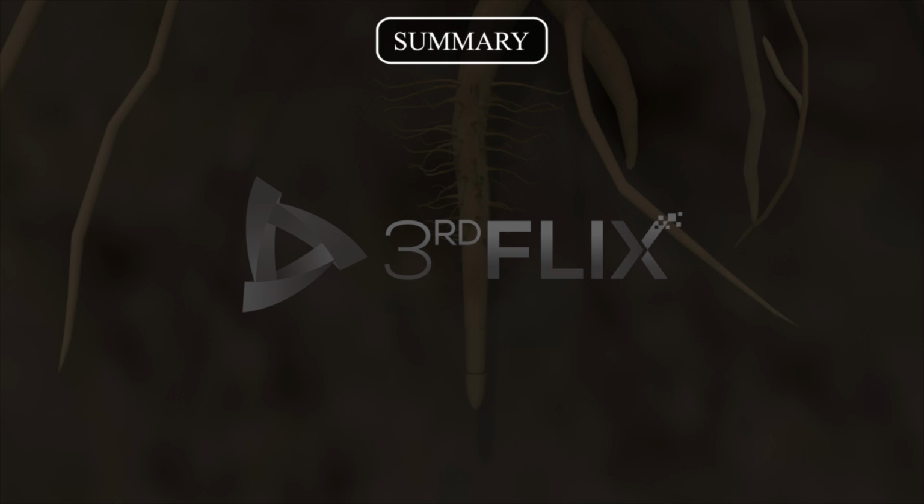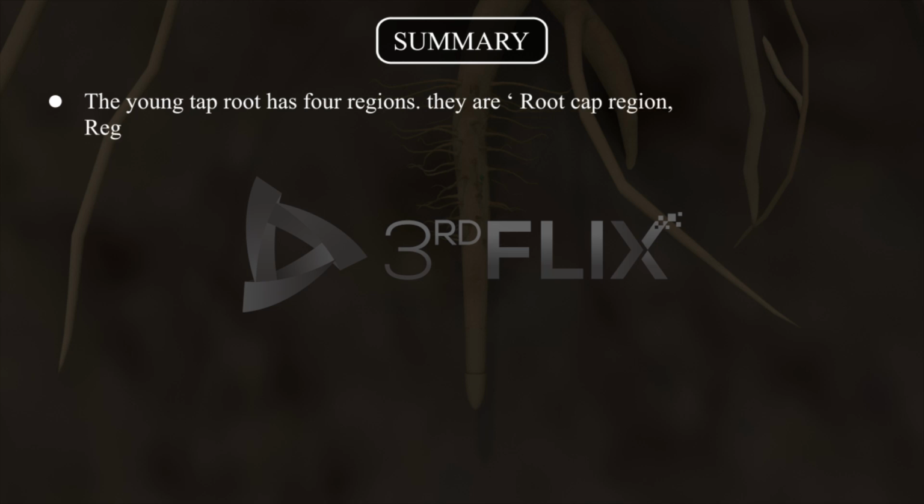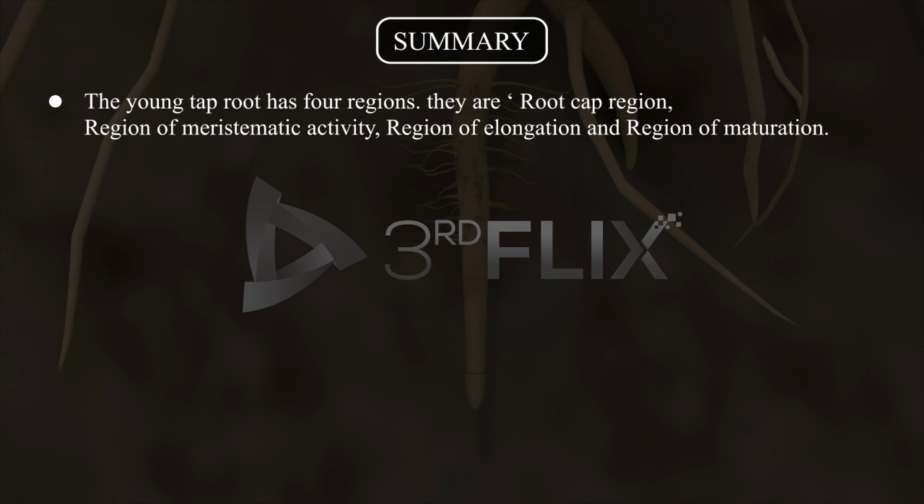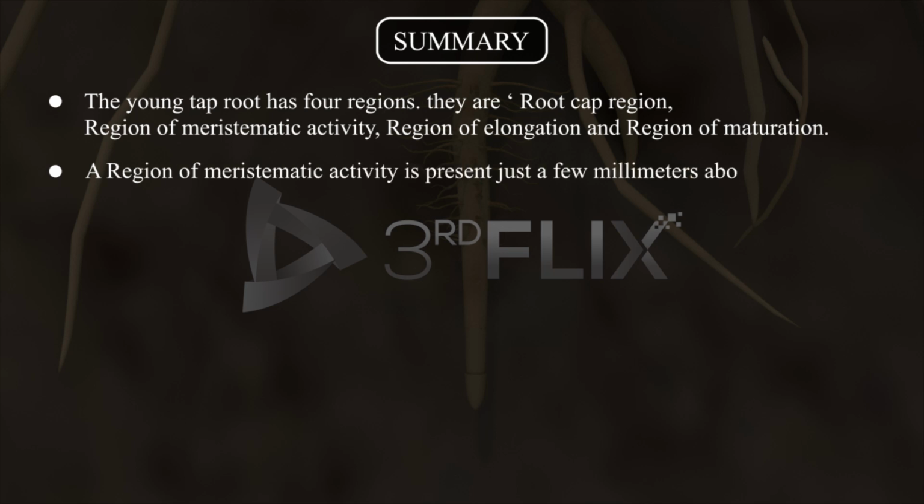Summary: the young taproot has 4 regions. They are root cap region, region of meristematic activity, region of elongation, and region of maturation. A region of meristematic activity is present just a few millimeters above the root cap.